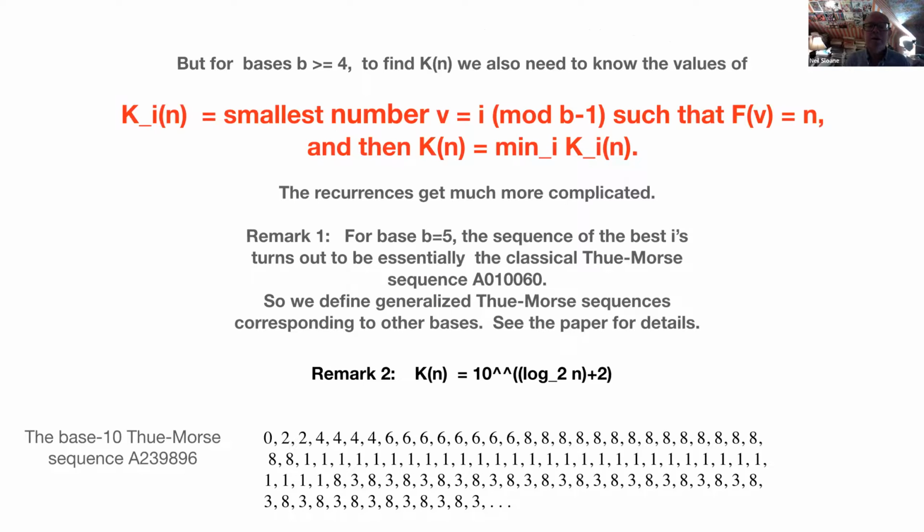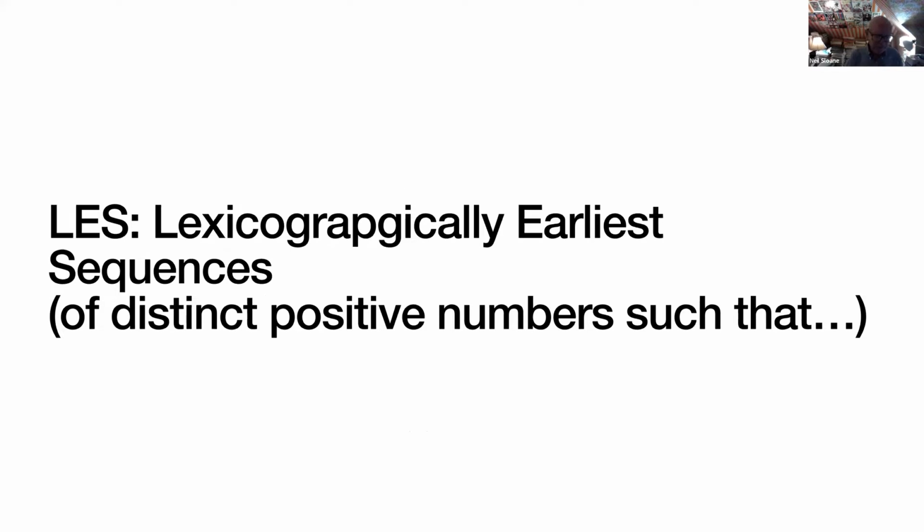I will stop there on this section and move on. There's one more coming out of this. A version of the Thue-Morse sequence popped up when we looked at base 5. And for each base bigger than or equal to 4, we get a version of the Thue-Morse sequence. And the base 10 version, we don't understand at all. It looks like this. And the other thing is we get this theorem that says that k(n) is a tower of height about log base 2 of n.